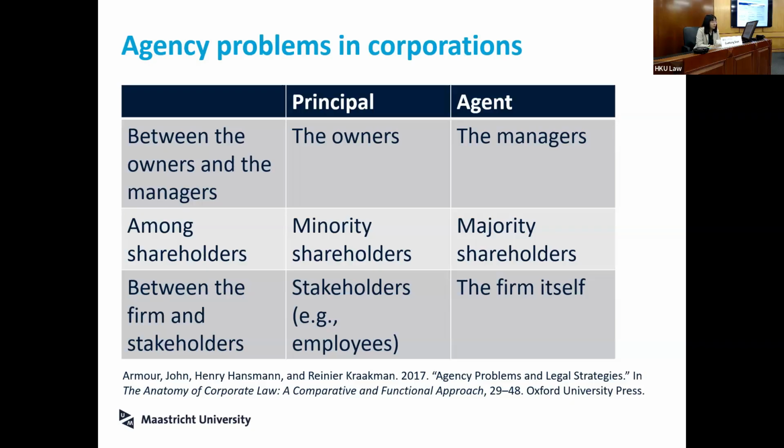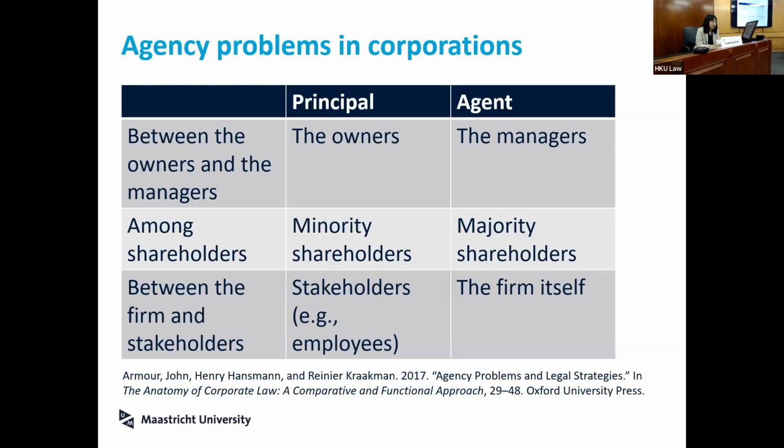And the second is between minority shareholders and majority shareholders. In this case, the minority shareholders will be the principal and the majority shareholders will be the agent. Because in many cases, the majority shareholders will have the final say in corporate decision making and management. So it could be the case that they simply ignore the opinions of the minority shareholders and pursue their own interests to maximize their personal gain.